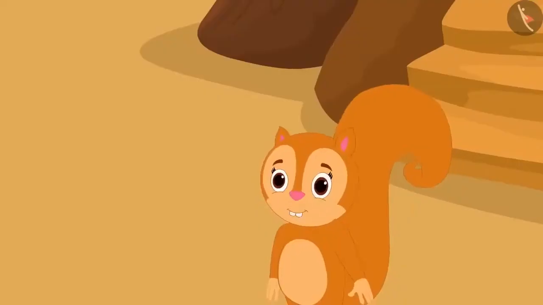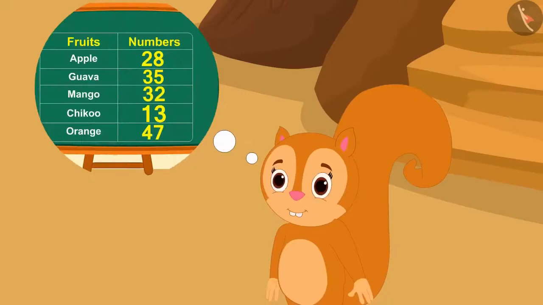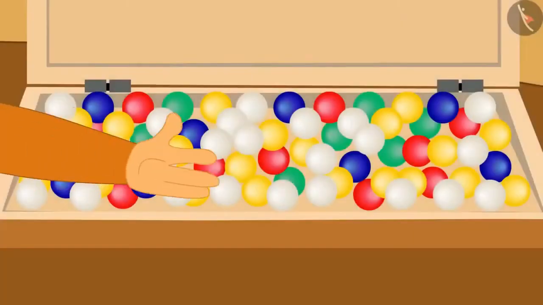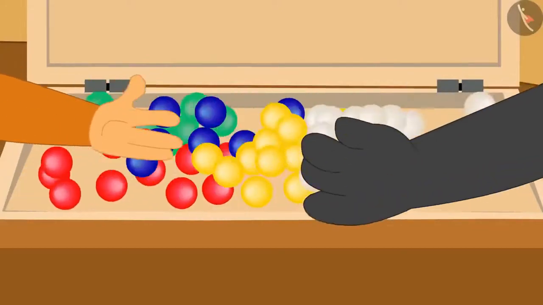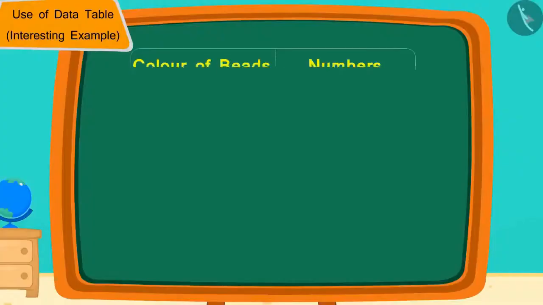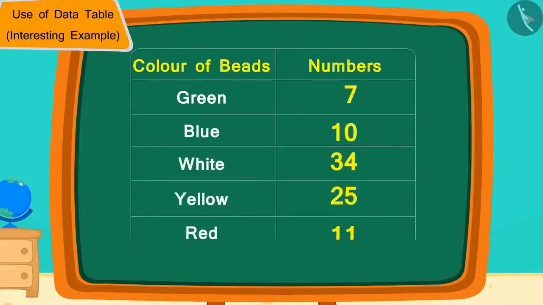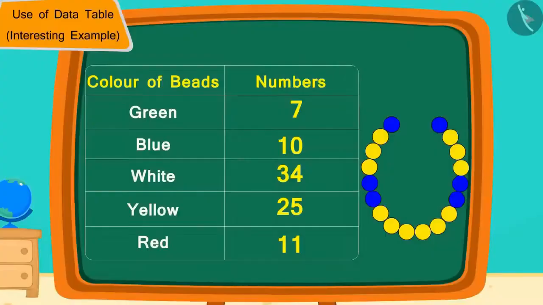Chanda immediately remembered that she could also find a solution to this problem by making a data table. She and Golu together counted the number of beads and wrote them in a data table like this. Children, can you see this table and tell if Chanda and Golu have enough beads to make their necklace?